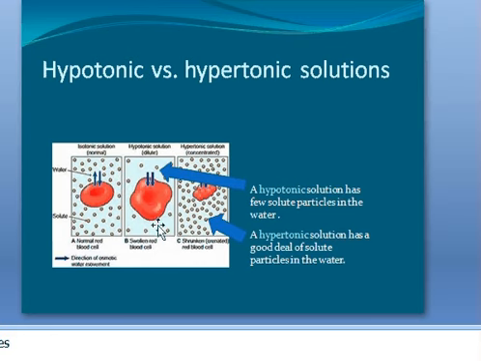So you can see that when we talk about a hypertonic solution, we're talking about a comparison here, that there's a lot of particles in the water as compared to the amount of particles in the cell. The hypotonic has very few solute particles in the water as compared to what's in the cell. Isotonic, the amount of particles in the water around the cell is about the same as the concentration of particles in the cell.